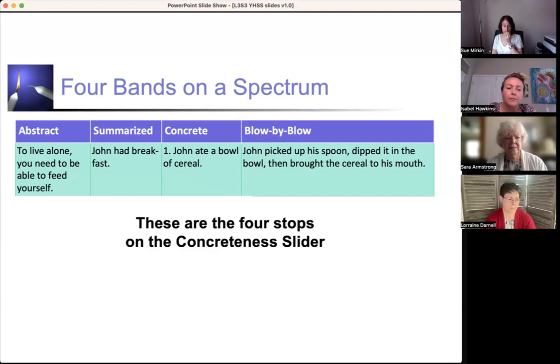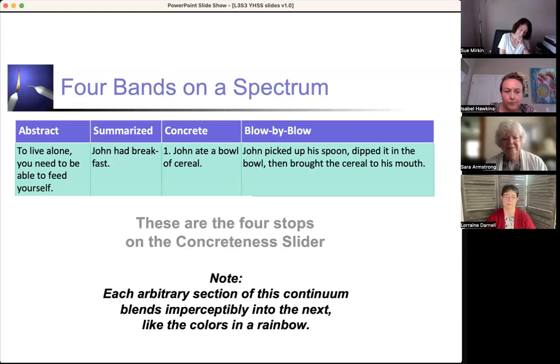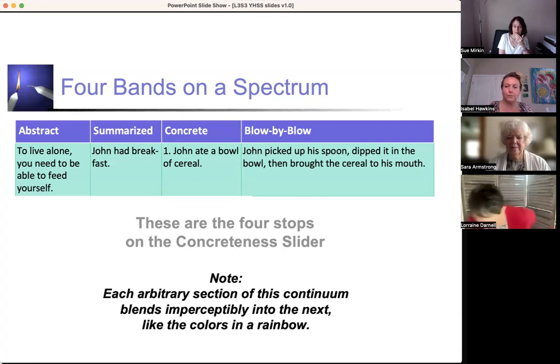And then blow by blow: pick up your spoon, dip it in the bowl, then bring it to your mouth. That is ever more concrete and determinant of what's happening. It's still a band. You can still get more detailed than these examples. But again, we're just like a rainbow. So the thing to remember is, even though we're delineating these for purposes of categorization, the reality is a continuum, and each blends into the next.